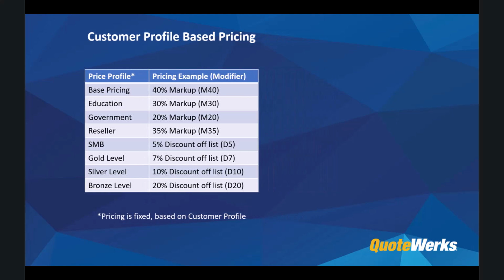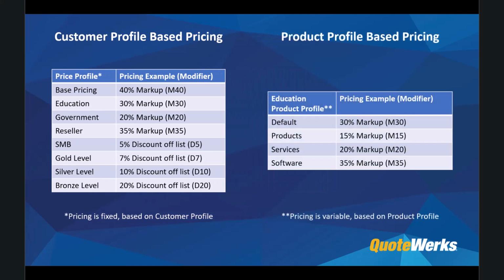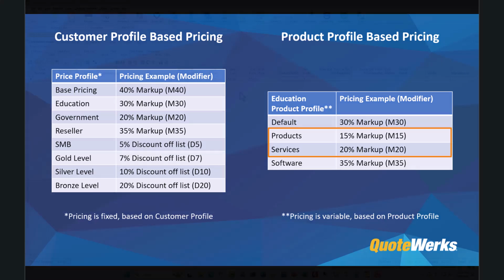Even more granularly, some companies will charge a specific price based on the customer profile and the profile of the product they are selling. An example of this may be an education customer is charged 15% markup on products and a 20% markup on services. In this scenario, you are able to assign a price matrix that takes both the customer and the product profile into account when pricing each item.